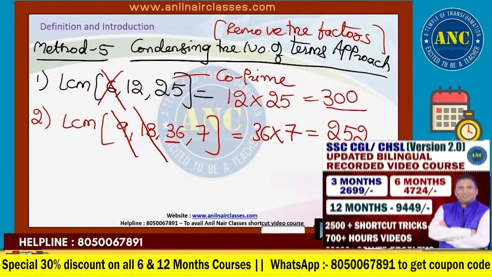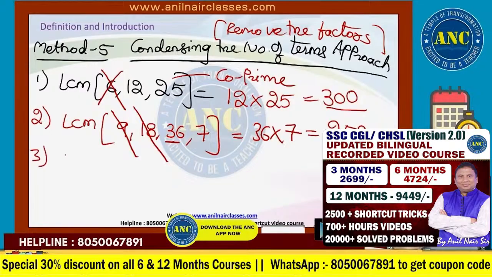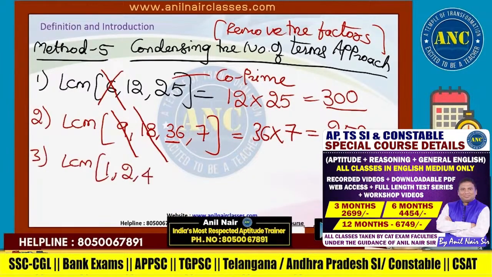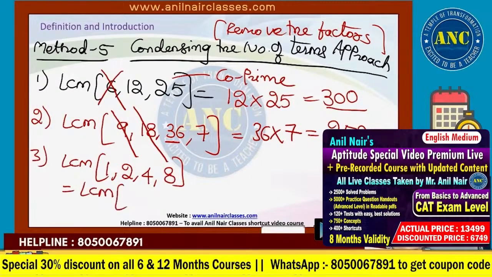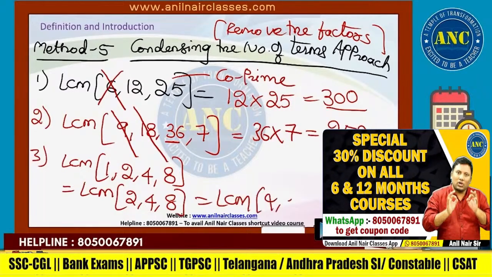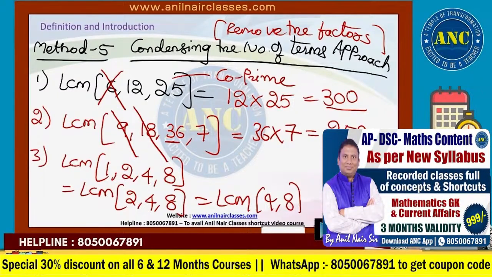Condensing the number of terms approach. LCM of 1, 2, 4, 8 is equivalent to LCM of 2, 4, 8. It is also equivalent to LCM of 4, 8. I will come back to this third example a little later.